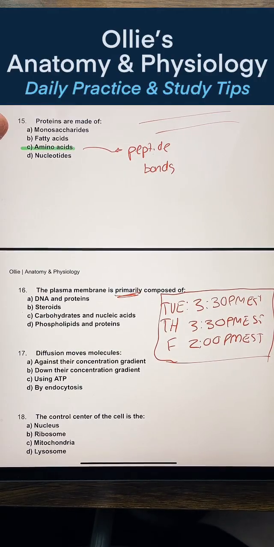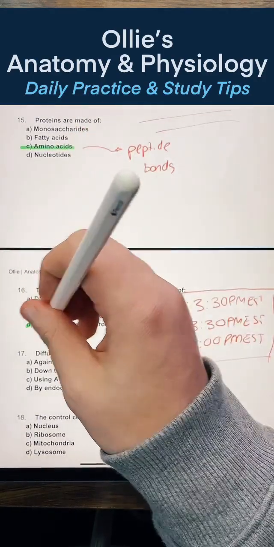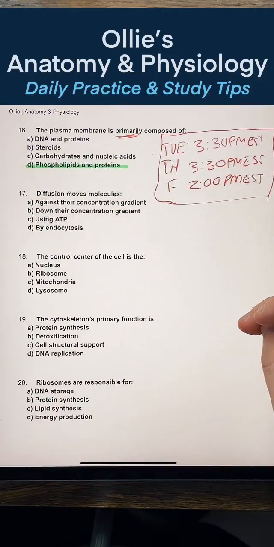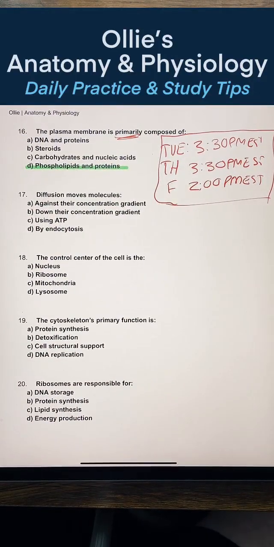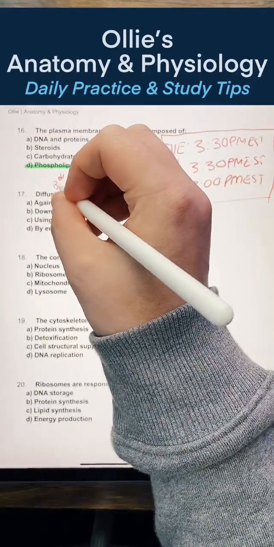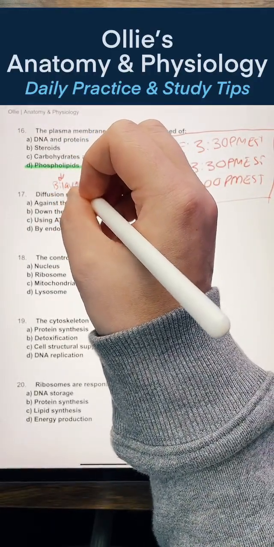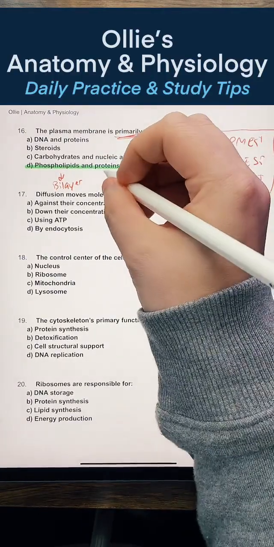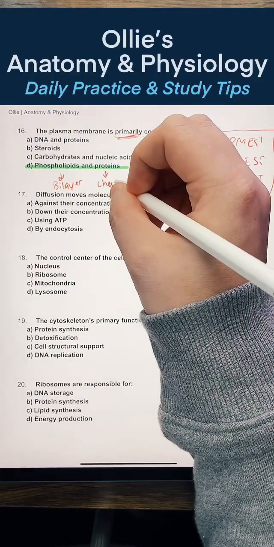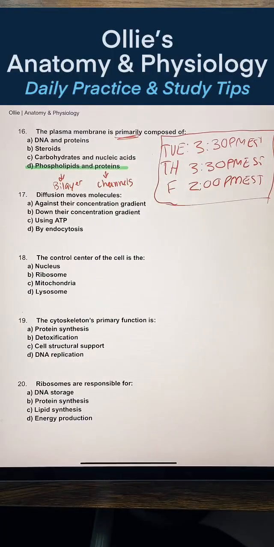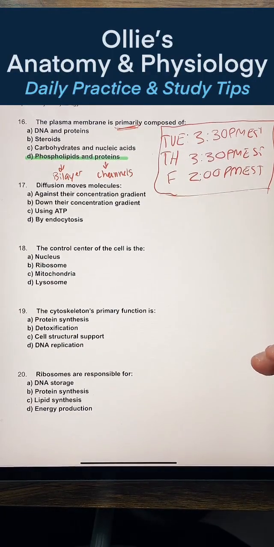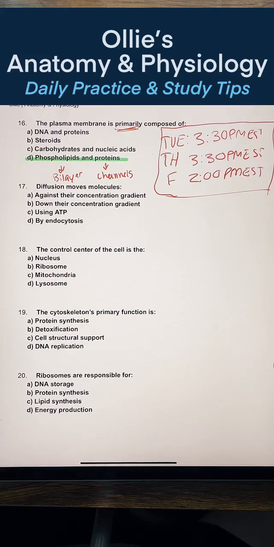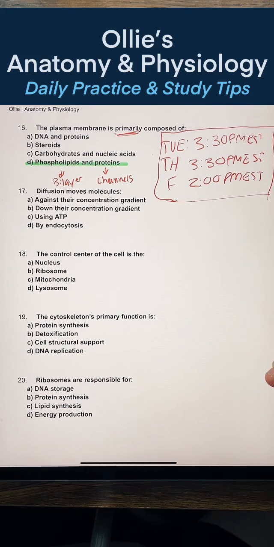But number 16, the answer is D. It is phospholipids and proteins. So again, the plasma membrane, you have your phospholipid bilayer. So phospholipids make up the bilayer. And proteins, again, you have your channel proteins, which are going to allow for transport, signaling, and support. Number 17, diffusion moves molecules from where? A, B, C, or D for this one.